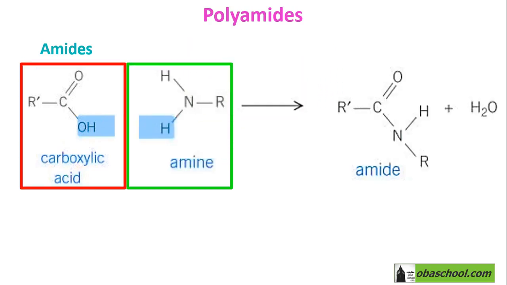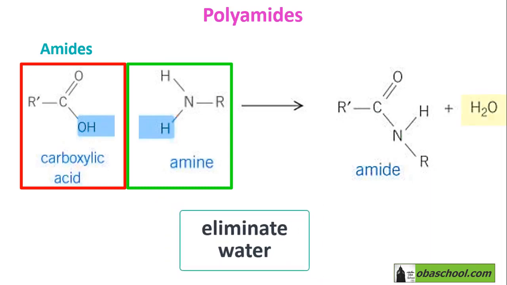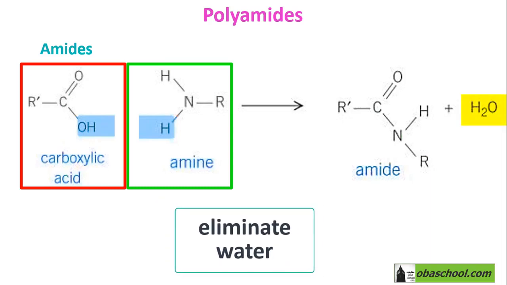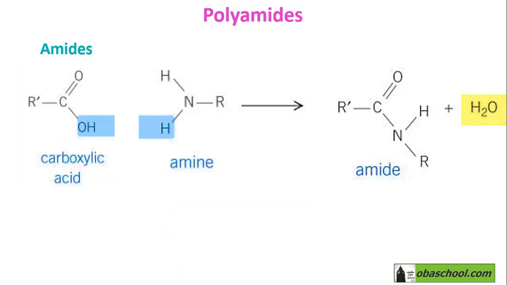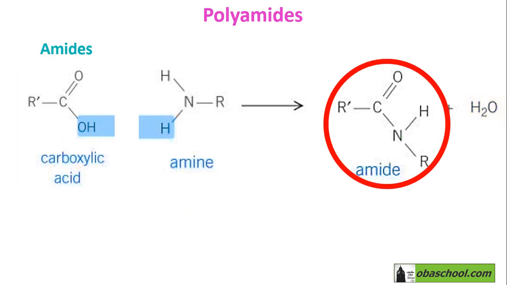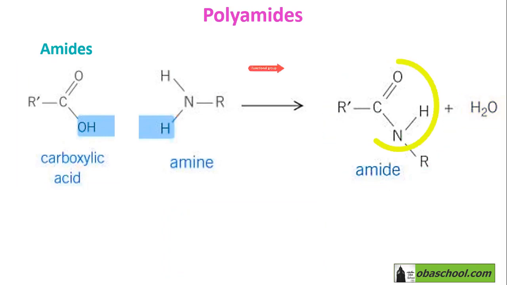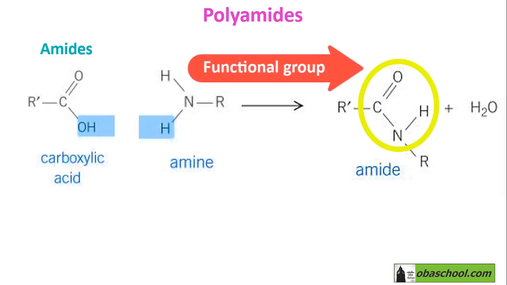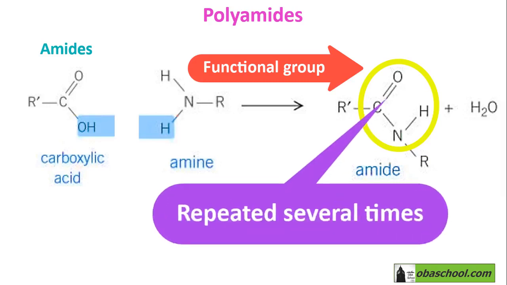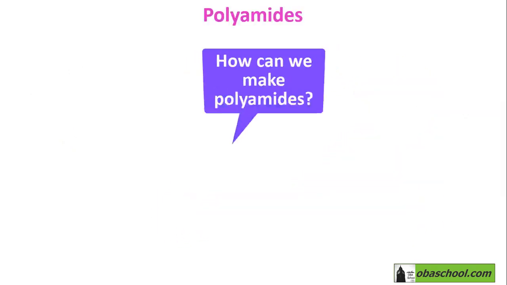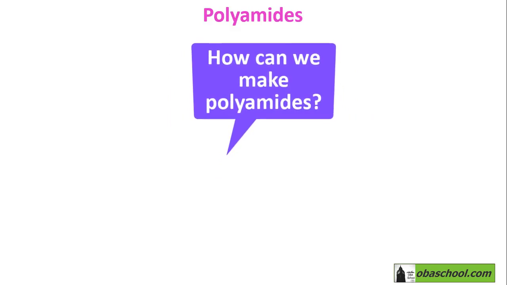Together, when they react, they will eliminate a water molecule, which is H2O, and the amide will be formed. The amide carries the functional group C double bond O and H. A polyamide has the amide linkage, which is the C double bond O and H, repeated over and over again. How can we make polyamides?